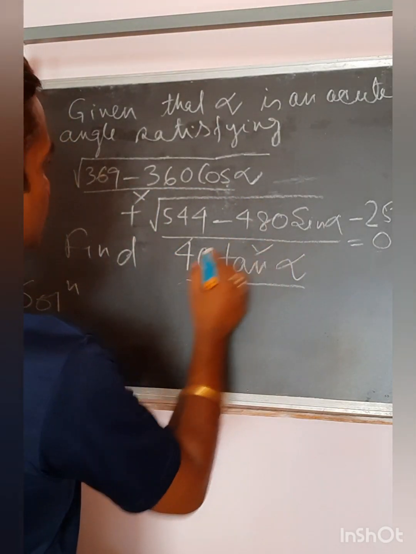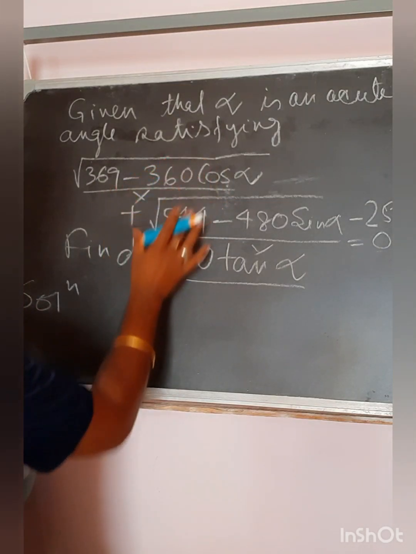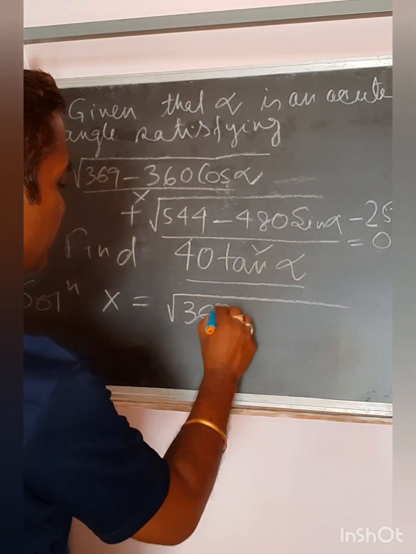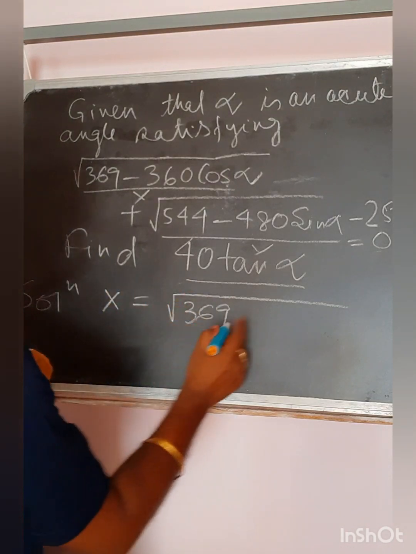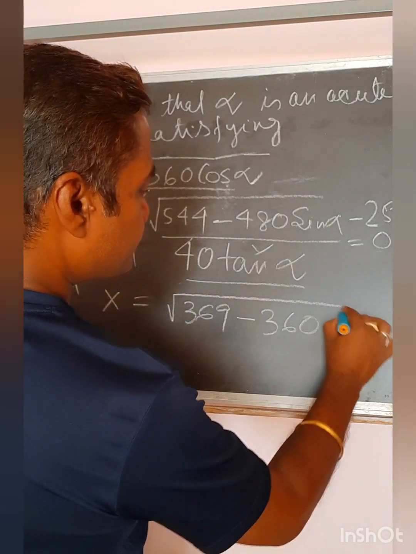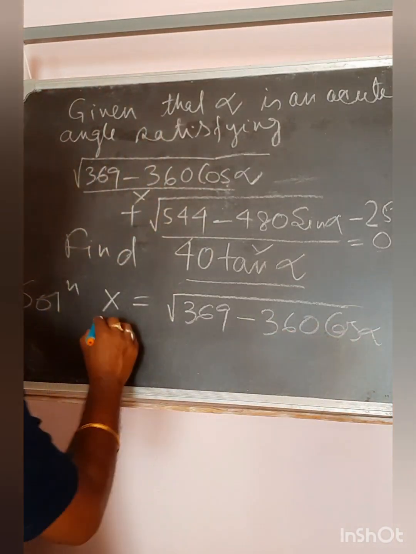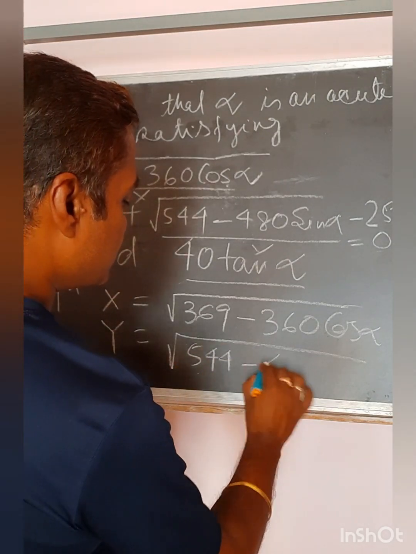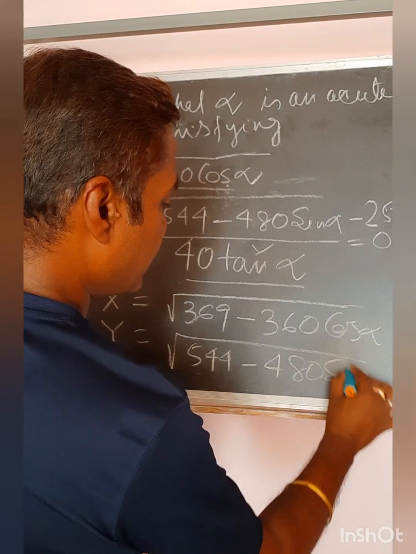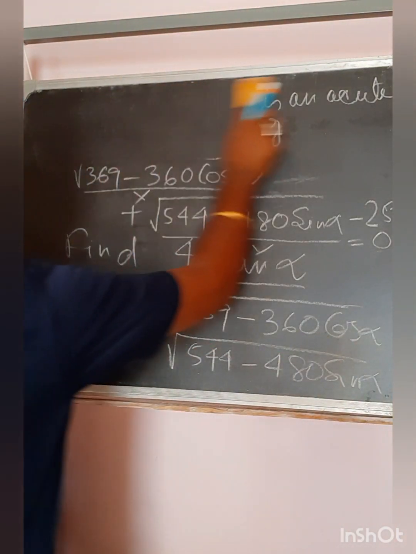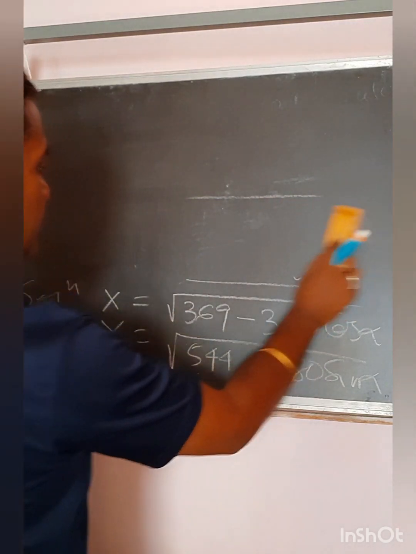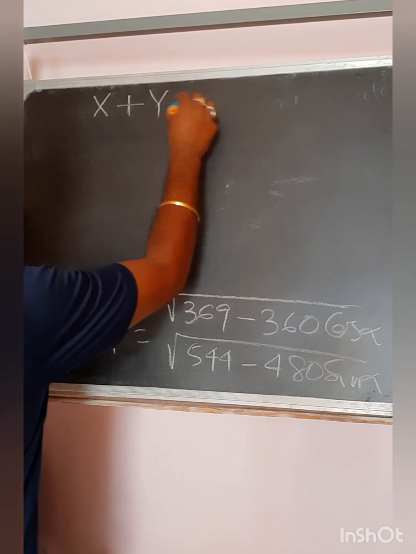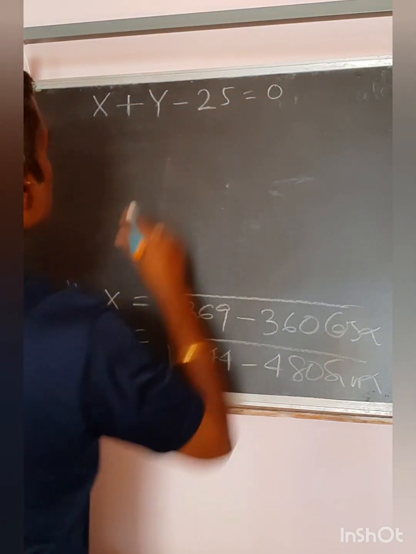If I assume this part as x and y, then x becomes equal to root over 369 minus 360 cos alpha, and this I am taking to ease the calculation, and y is under root of 544 minus 480 sin alpha. Now the equation becomes x plus y minus 25 equals 0.